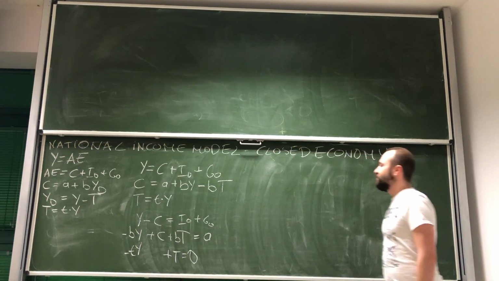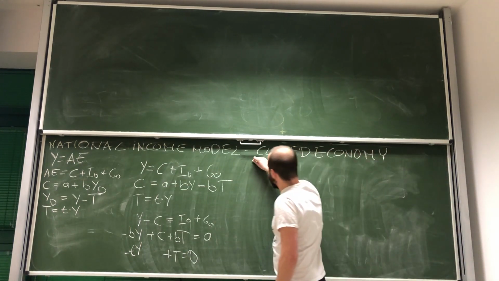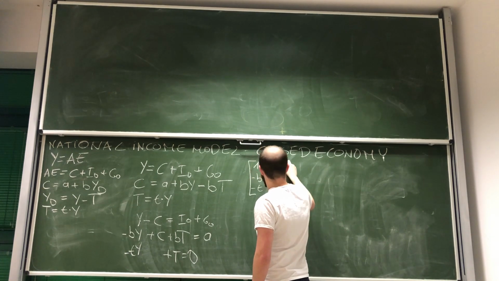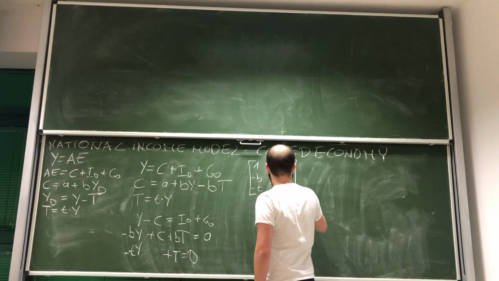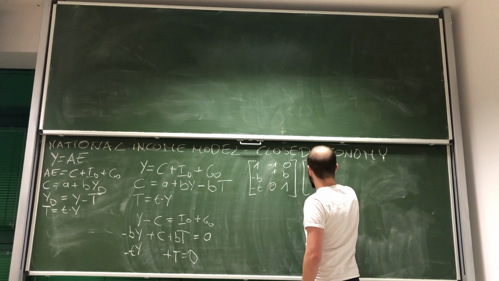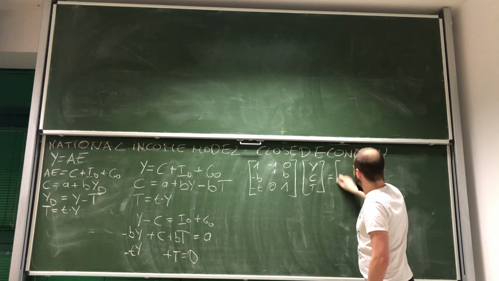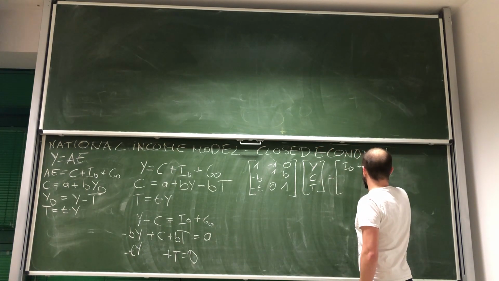And now we're ready to put it into matrix notation. So we've got 1, negative b, negative t, negative 1, 1, 0, 0, b, 1. And we've got y, c, t equal to I0 plus g0, a.